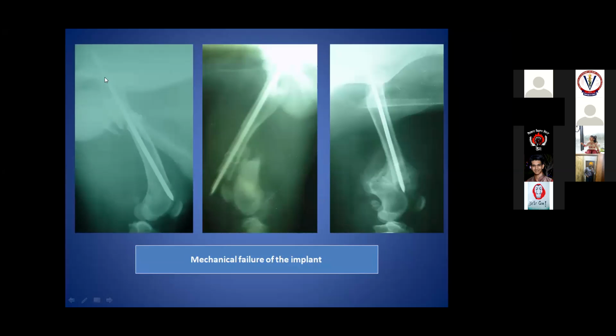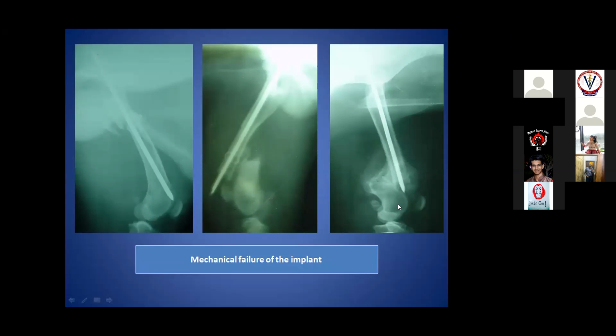So see here, you can see this is a comminuted fracture, and the pin has migrated into the proximal fragment here. Now here there is a catastrophic failure of the implant. The pin has probably failed again because of a fall by the animal. The pin is not holding the distal fragment. Again there is a refracture, and the pin is penetrating the soft tissue.